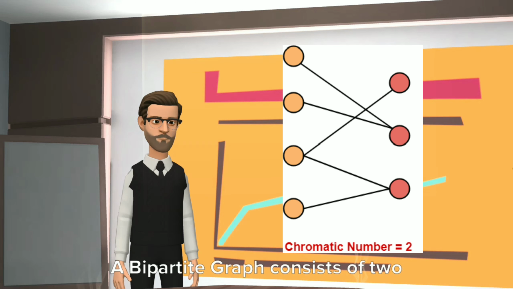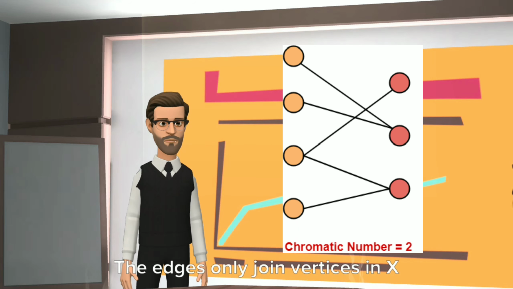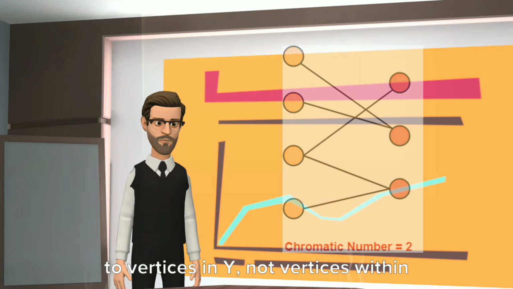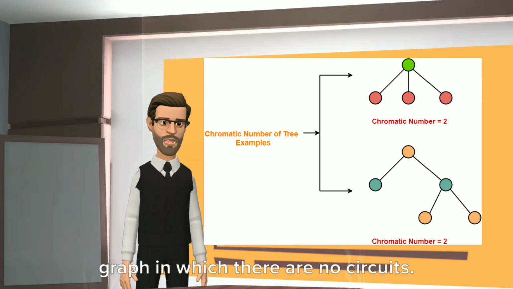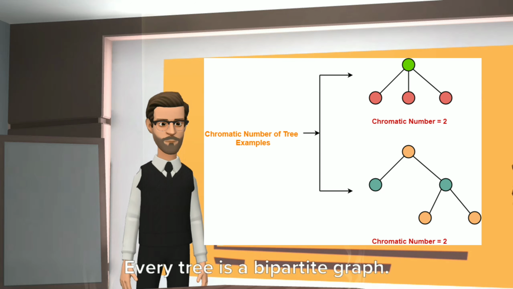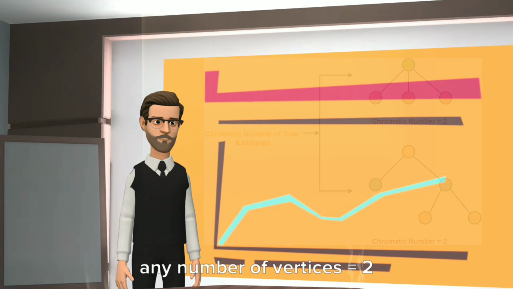A bipartite graph consists of two sets of vertices x and y. The edges only join vertices in x to vertices in y, not vertices within a set. A tree is a special type of connected graph in which there are no circuits. Every tree is a bipartite graph. So, chromatic number of a tree with any number of vertices equals 2.